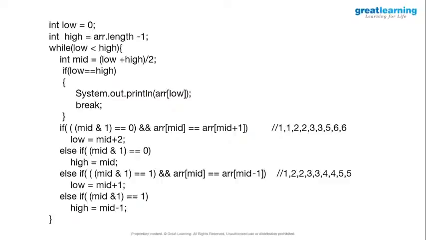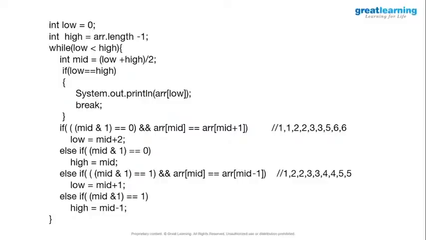So now you wrote this array, right? 1 1, 2 2, 3 3, 4 5 and 6 6. Now put an index below that: 0 1 2 3 4 5 6 7 and 8. There are 9 elements, right?